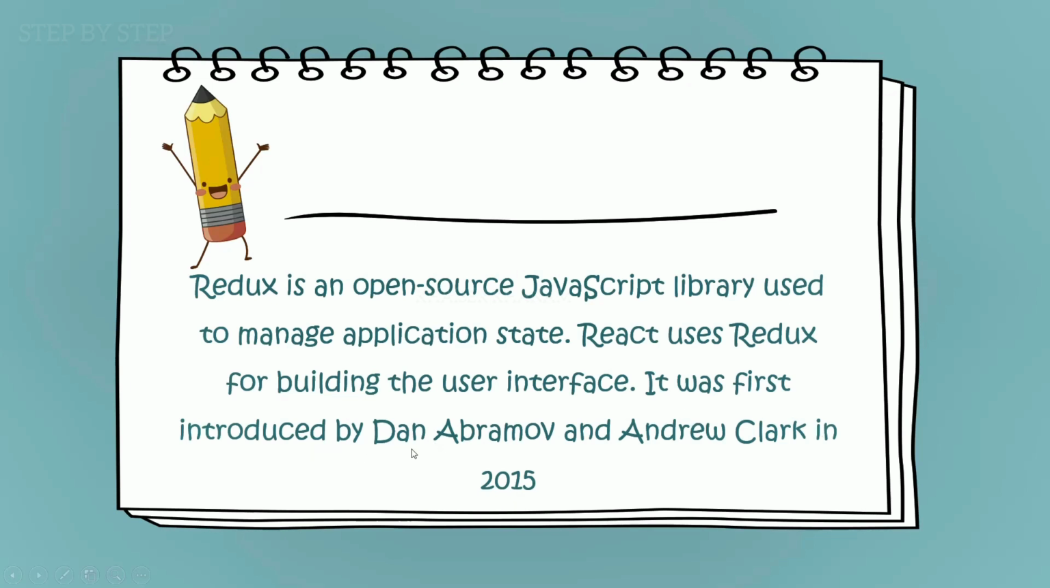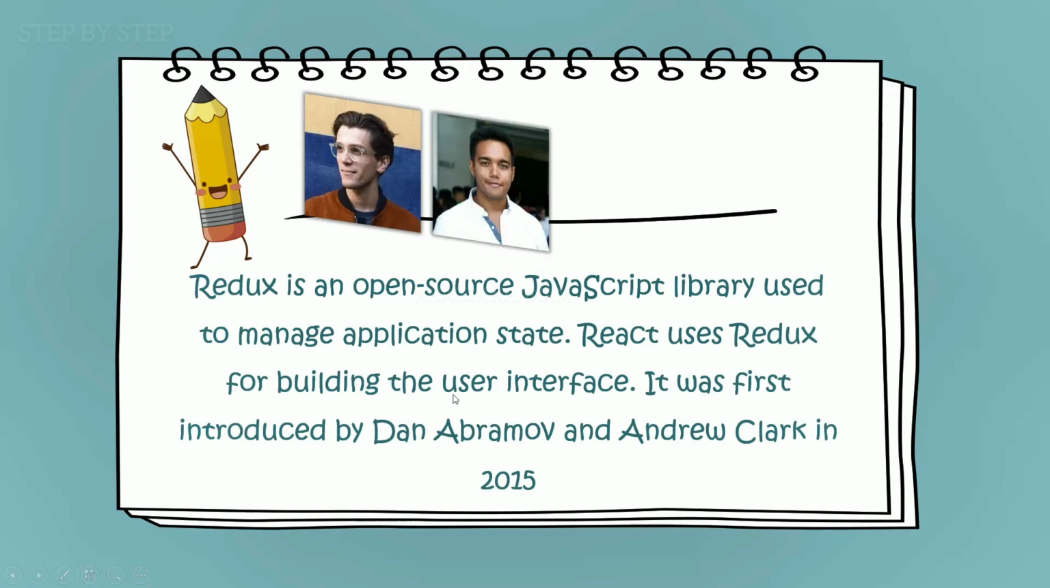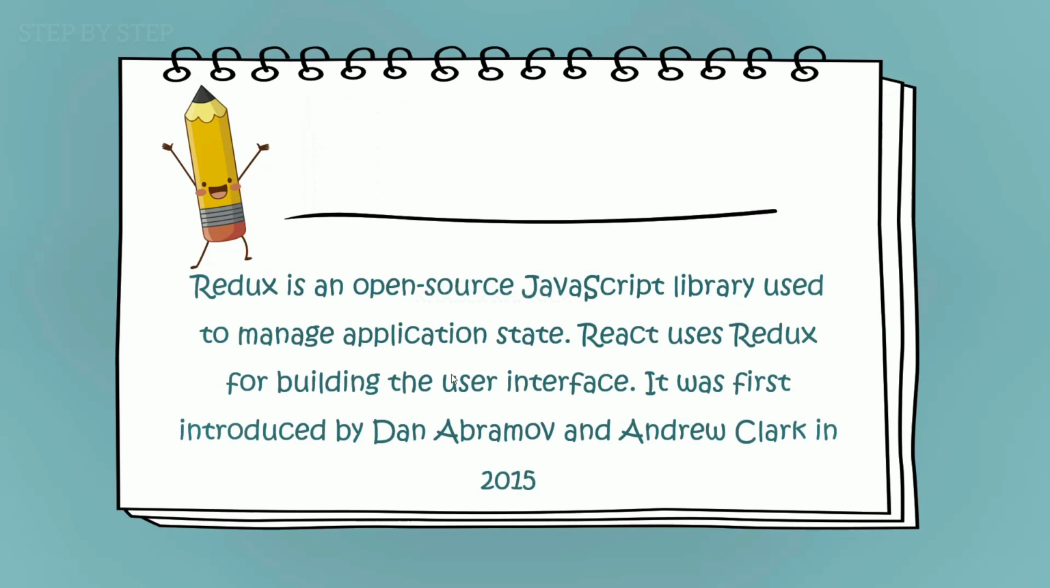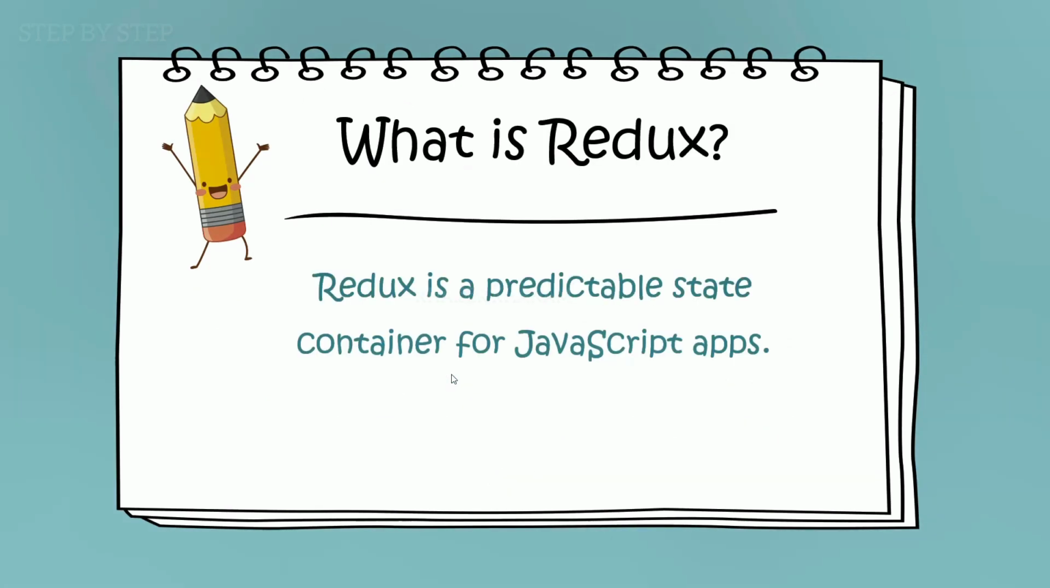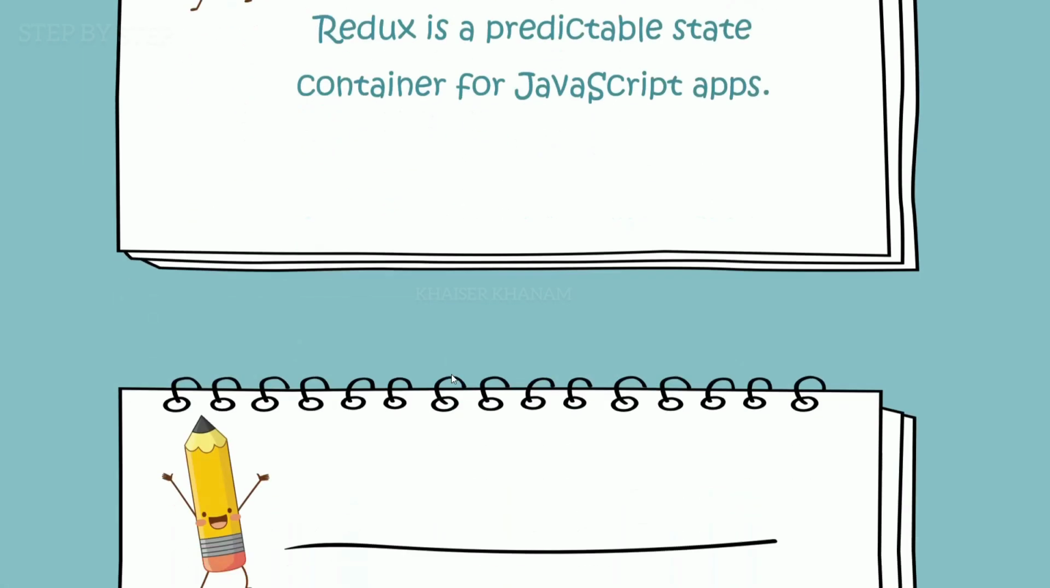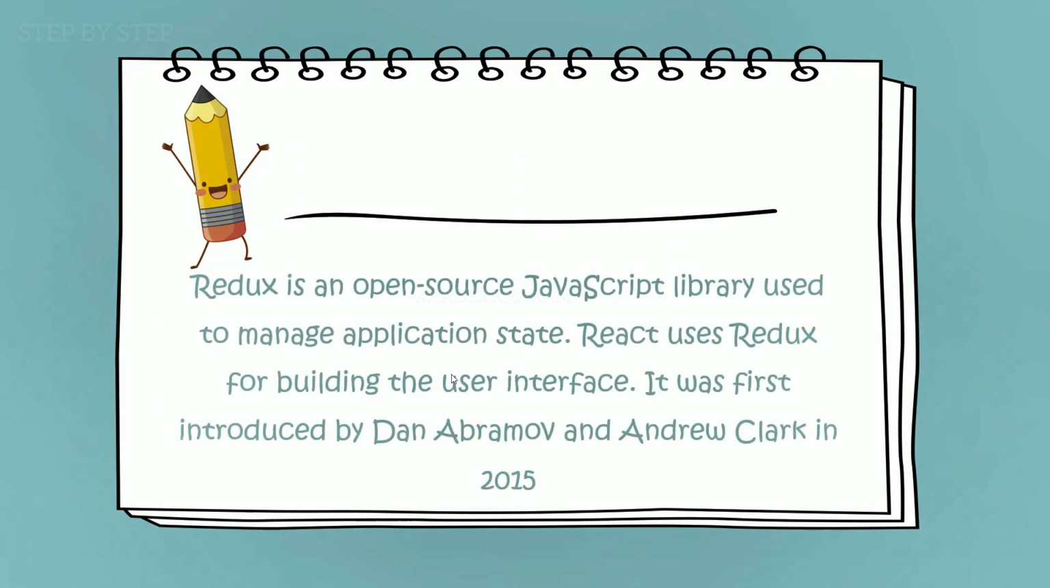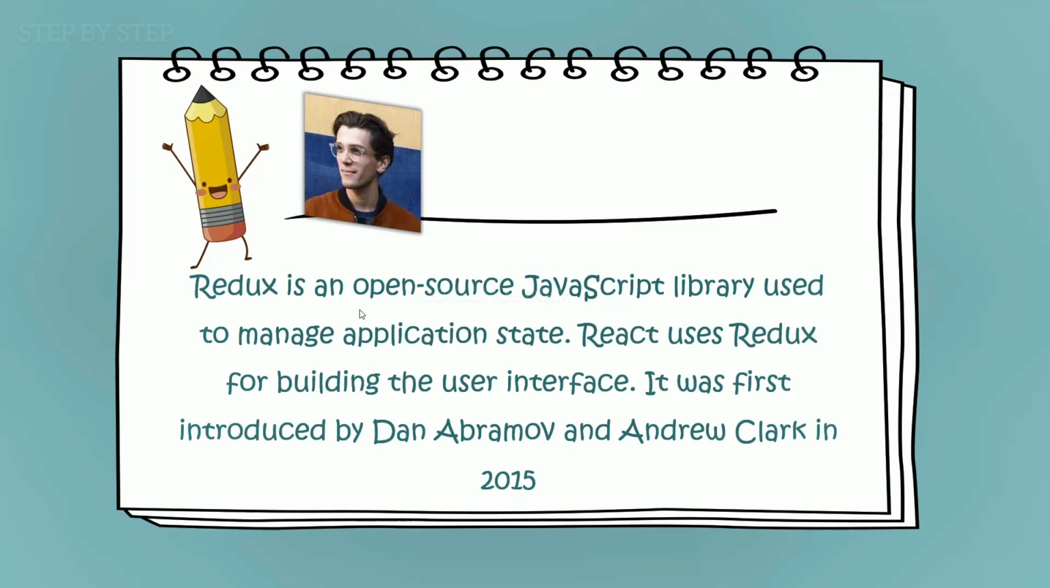It was first introduced by Dan Abramov and Andrew Clark in 2015. In 2015, Redux was introduced. So what we have seen till now: Redux is a predictable state container for JavaScript apps, it is a JavaScript library, and it is used to manage our application state. And Redux was introduced by Dan Abramov and Andrew Clark.